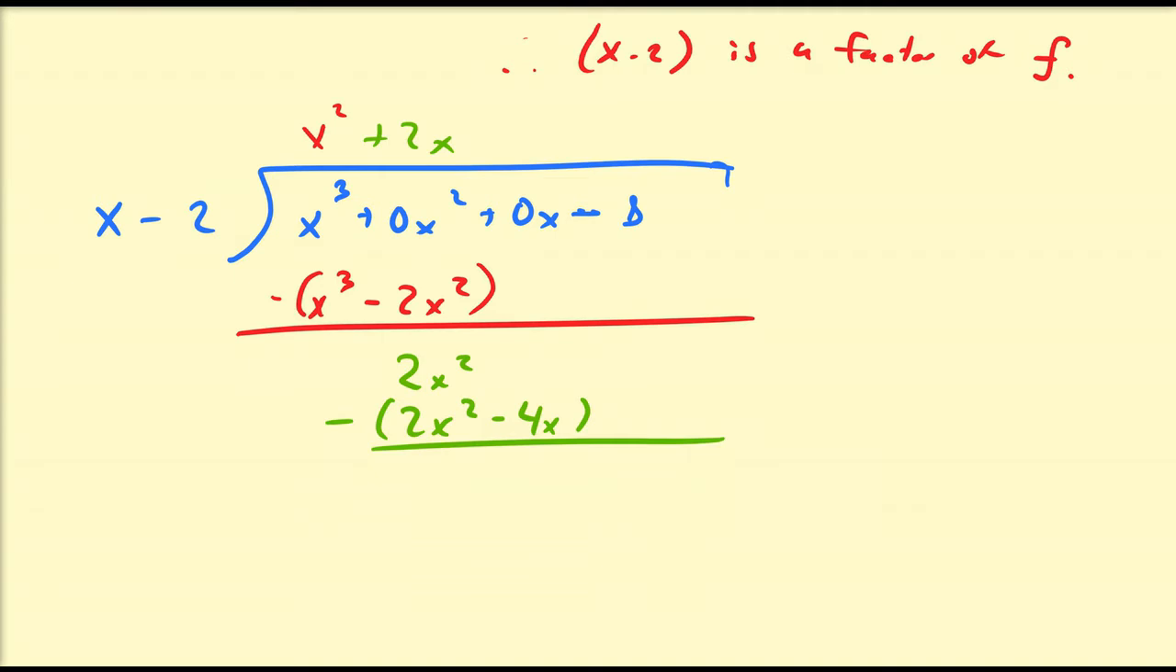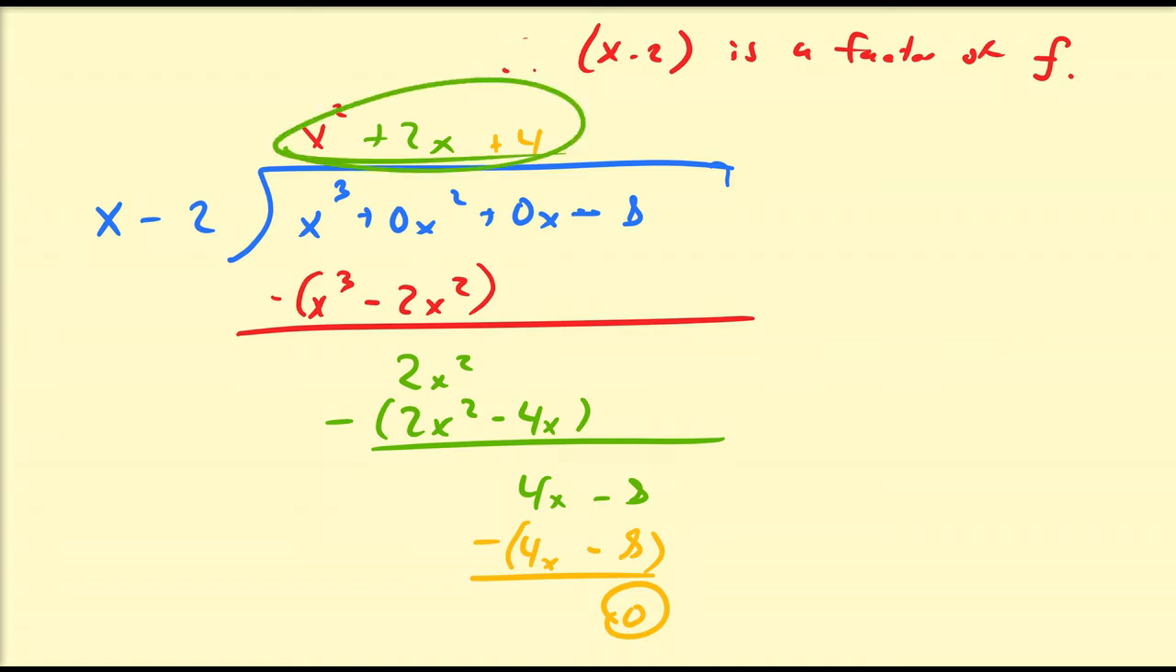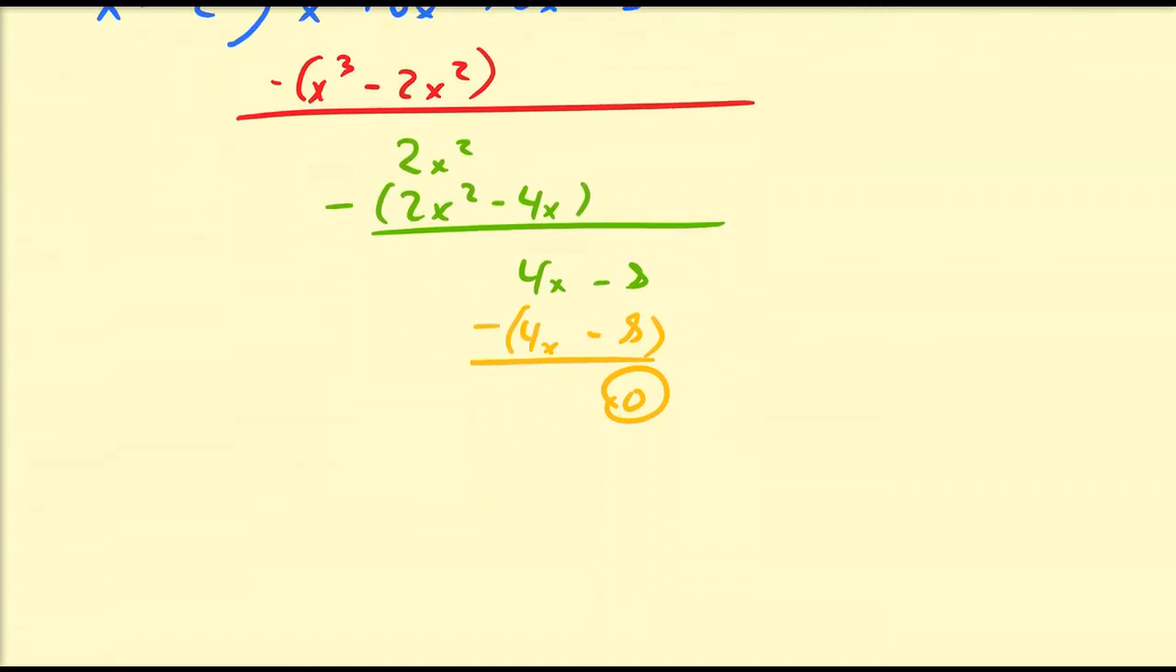And then we're going to have what? So then we're going to have 0 minus negative 4 is going to be 4x, and then we're going to have minus 8. x times what gives us 4x? Well, we know that's just going to be 4. And 4 times x is 4x, and 4 times minus 2 is minus 8. So we should get a remainder of 0 because we know x minus 2 goes into this evenly, right? And here's our quotient.